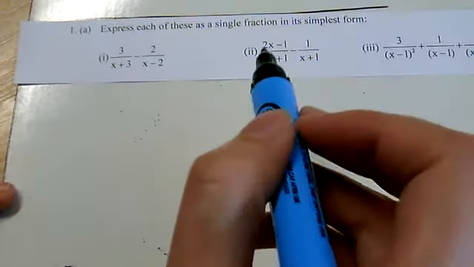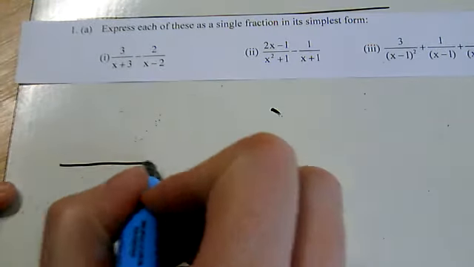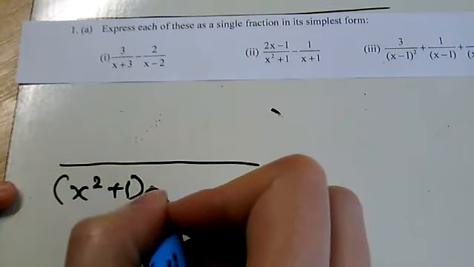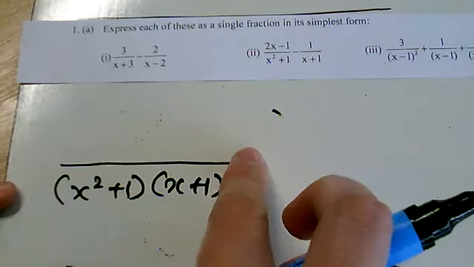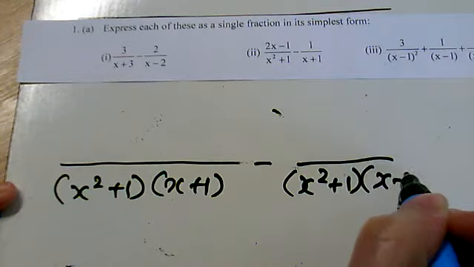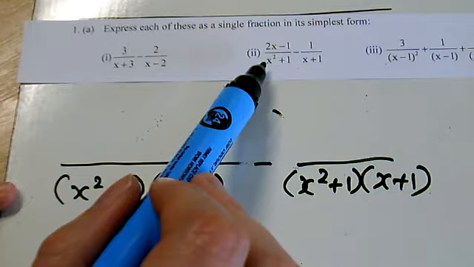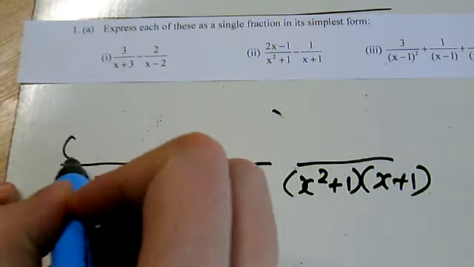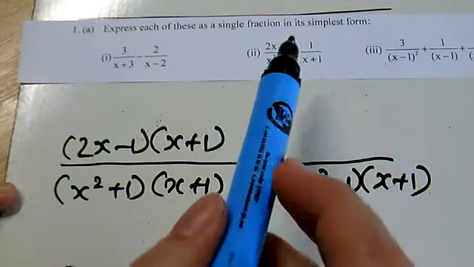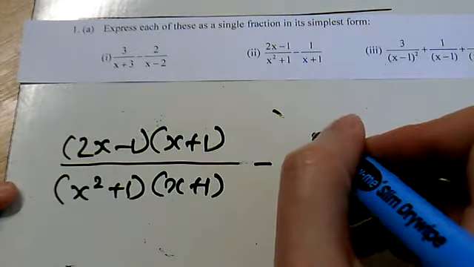And same idea here, so the numerator again is going to be the product of these. So it's going to be x squared plus 1 multiplied by x plus 1. Okay, on the left-hand fraction, I've multiplied the denominator by x plus 1, so doing the same to the top. Over here, I've multiplied the denominator by x squared plus 1, so again doing the same to the top.